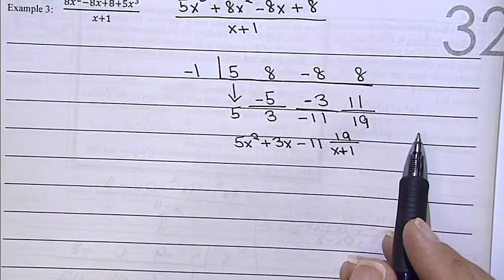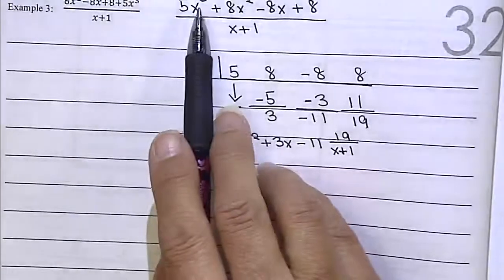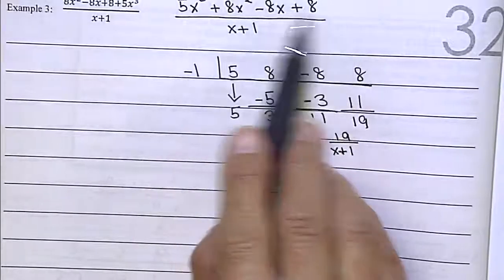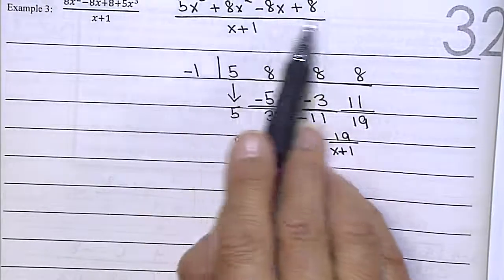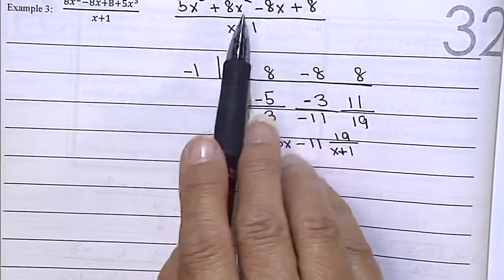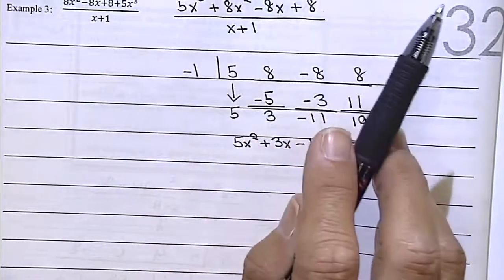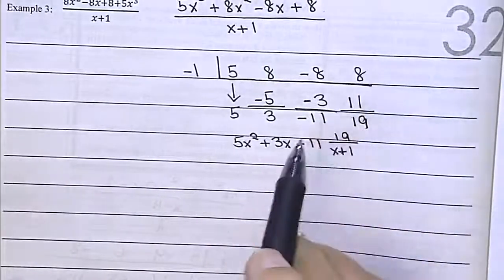Always. And the reason it's always that way is because we had no gaps up here, did we? x cubed, x squared, x, number. If we had had a gap, we would have put in 0 times x squared or whatever, okay? And that way this always works.